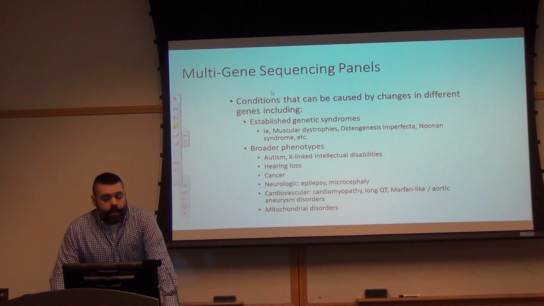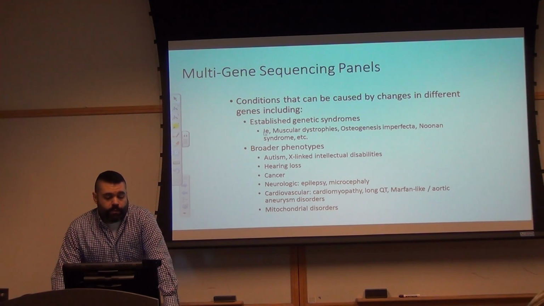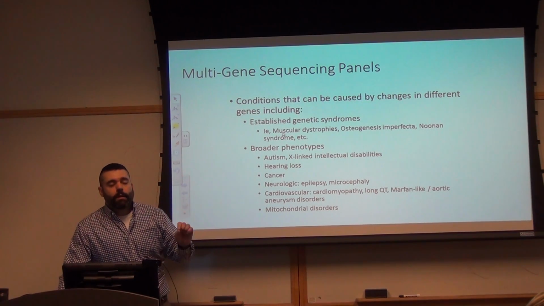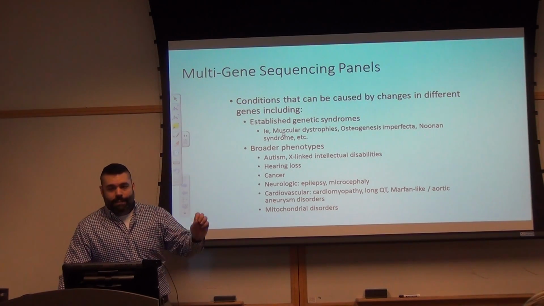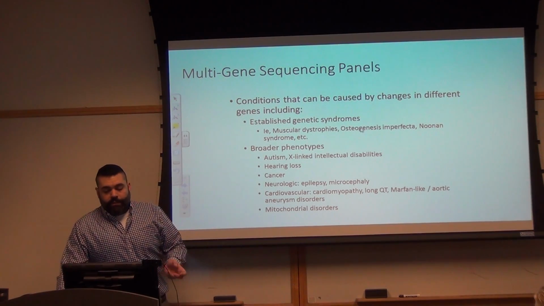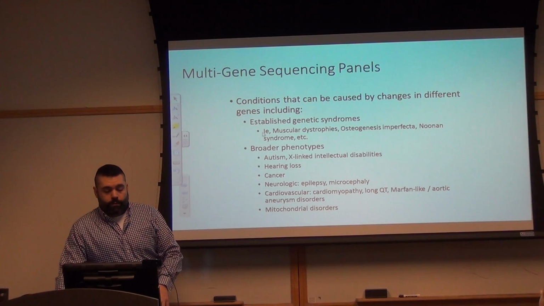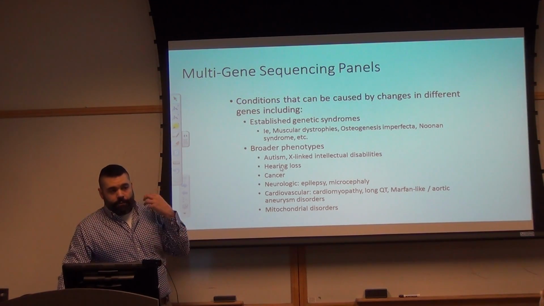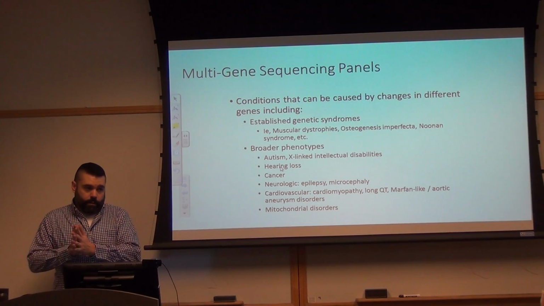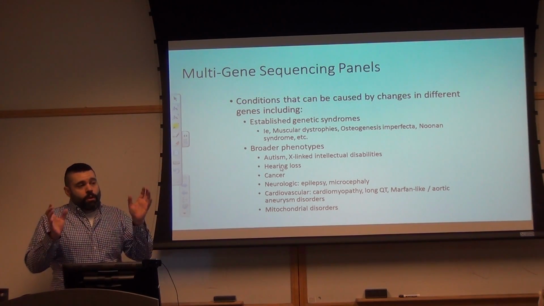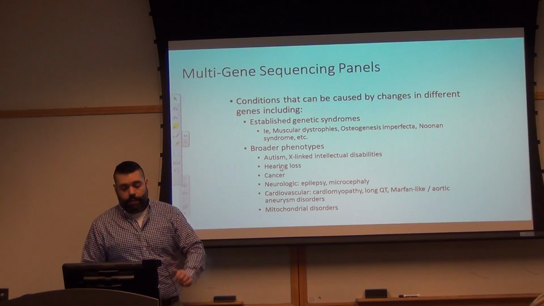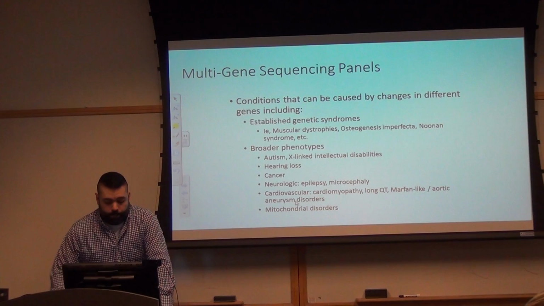Sequencing panels are used for conditions that can be caused by changes in different genes. So this is like the muscular dystrophies that I talked about. There's a whole bunch of different genes that cause the same disease, right? Osteogenesis imperfecta is another. Noonan syndrome. Hearing loss is a broader phenotype, where depending on the kind, conductive or sensorineural, you're going to test a separate panel of genes. But there's some defined number of genes that you look at.